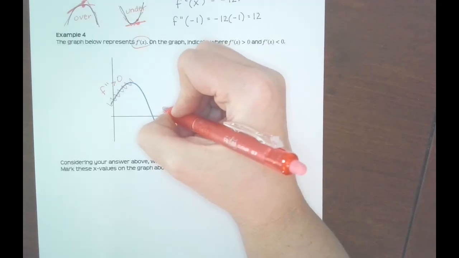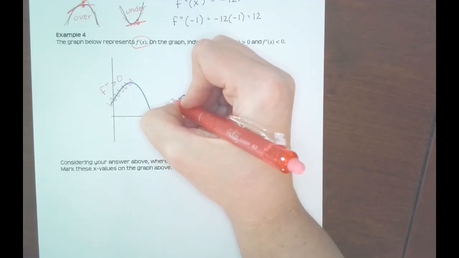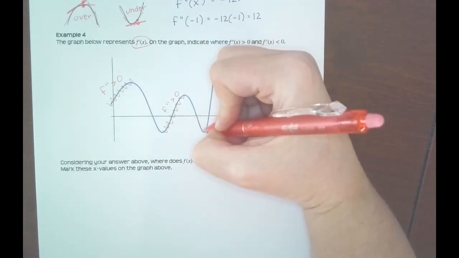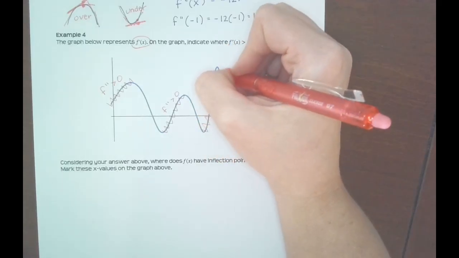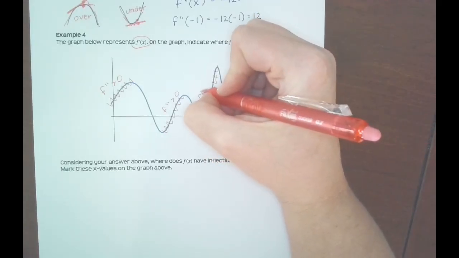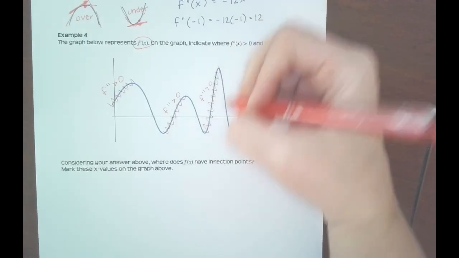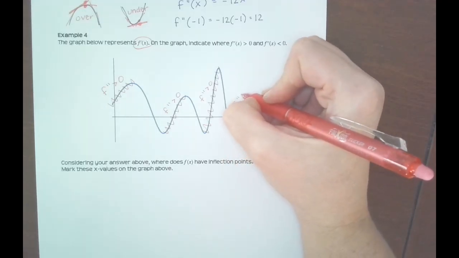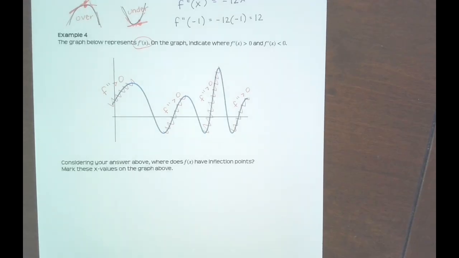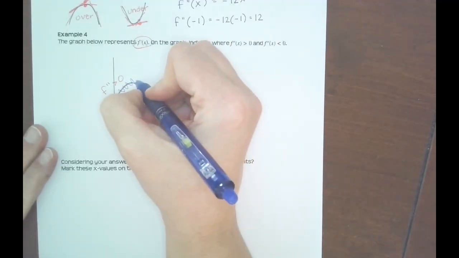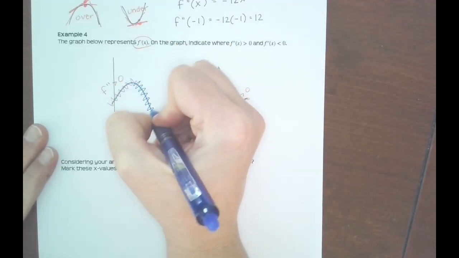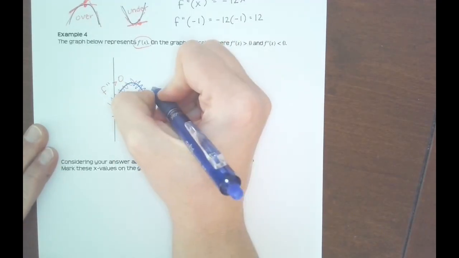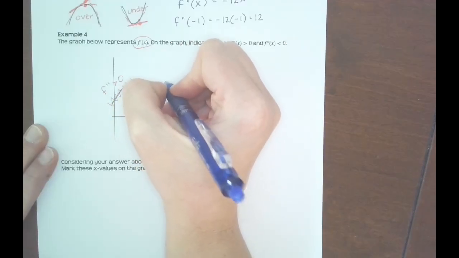And I was probably a little dramatic with the number of bumps that I made this graph have. We could have made our point with fewer hills, but everywhere that my graph is increasing, I have a positive second derivative. And anywhere my graph is decreasing, I'm going to have a negative second derivative. So like this portion of my graph here, I'm going to have a negative second derivative.